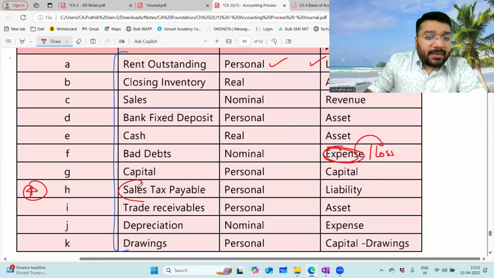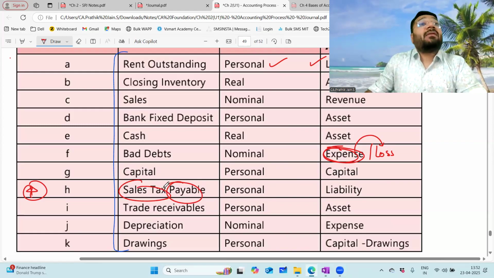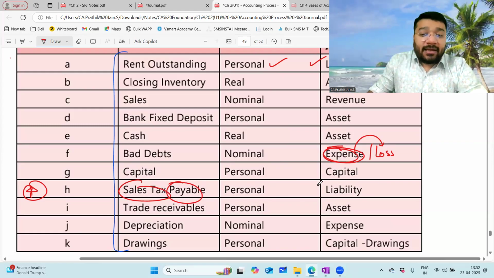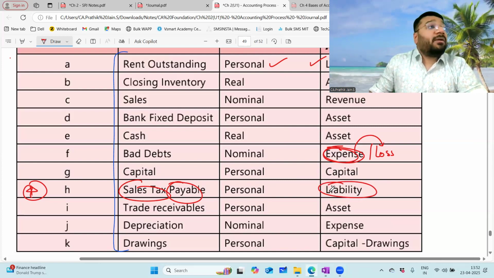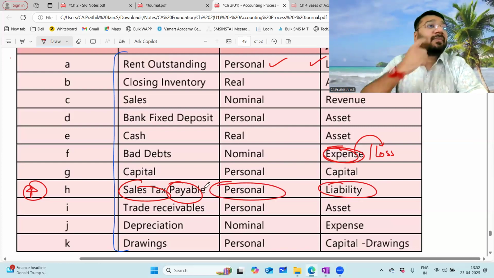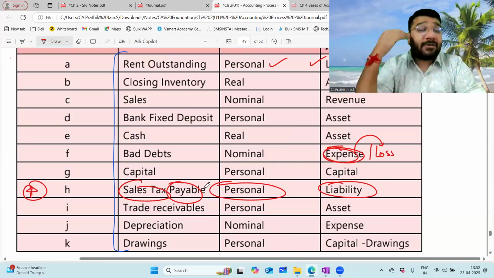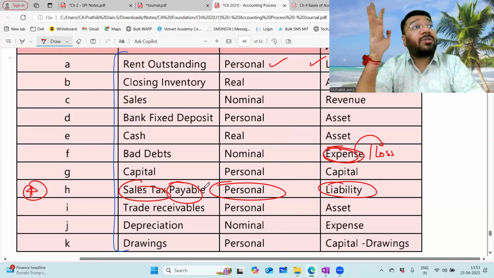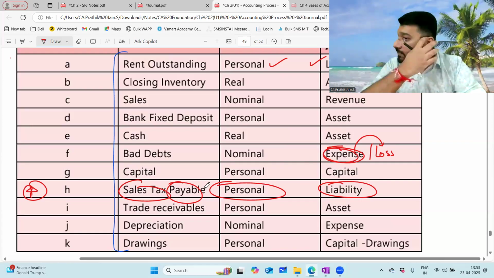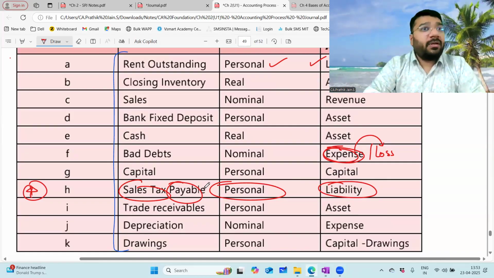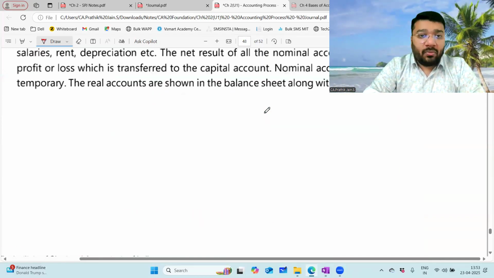Sales tax payable is nothing but GST payable. Payable means what? Yet to pay. When will I pay? In future. Anything that I pay in future is a liability. And this money you have to pay to the government. Government is an artificial personal account. So why this has to be paid to the government? That I'll discuss when I do the GST part. Done? Okay.